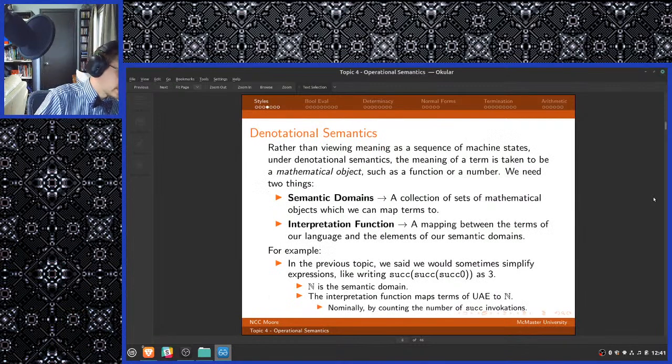Denotational semantics, on the other hand, focuses on drawing correspondences between terms of the language and different semantic domains. This is very similar to the idea of taking successive applications of the successor function to 0 and interpreting that as mapping to the natural numbers. The interpretation function maps terms of UAE to n.